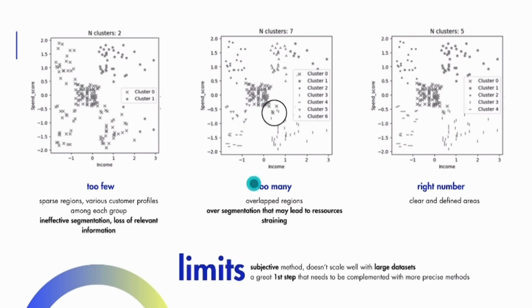In this case, you can see too many clusters, which causes overlapped regions, such as here, and over-segmentation that may lead to wasted resources. And finally, the right number that we saw, 5 clusters, where we have clear and defined areas. The limit of this method is that it's still really subjective, and it doesn't scale well with large datasets, but it is still a great first step that needs to be complemented with more precise methods that we are going to see right after.